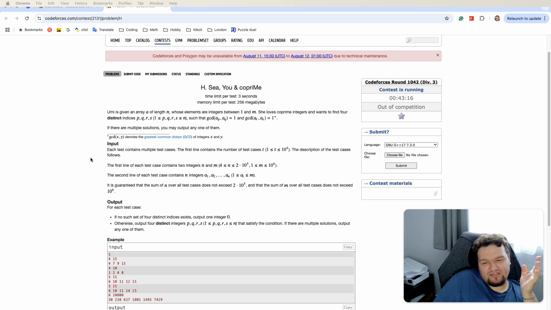If I can find one pair, then the problem is probably solved. Because, okay, let's find that pair, then let's remove those two elements and try to find another pair. If we did, great. We have found two pairs with non-intersecting elements.